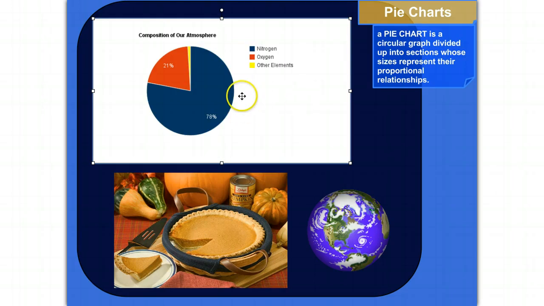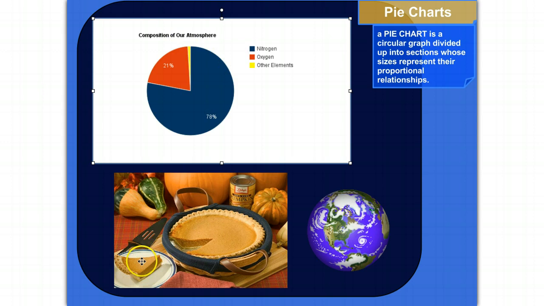So what that means is this section of the pie graph is very big because most of the composition of the atmosphere is nitrogen. This section of the chart is smaller, although it's pretty big, because the second most bountiful element in our atmosphere is oxygen. And then the amount of other elements in the atmosphere is relatively very small compared with nitrogen and oxygen. So you can look at a pie chart and immediately tell how these quantities relate to each other, what their proportion is to each other.